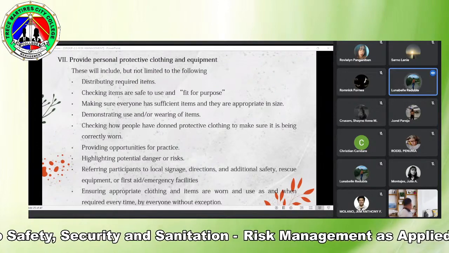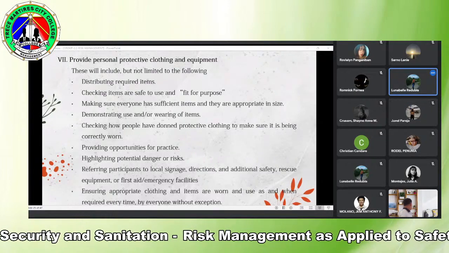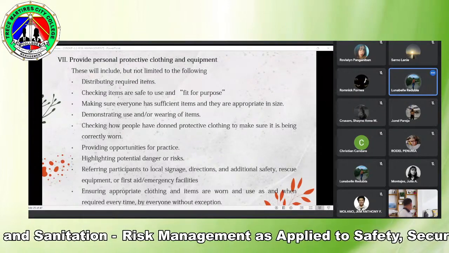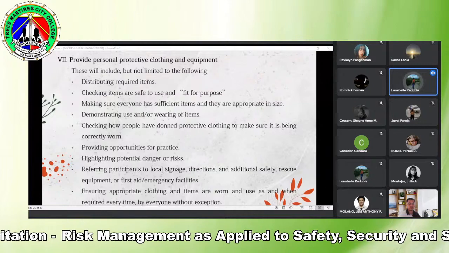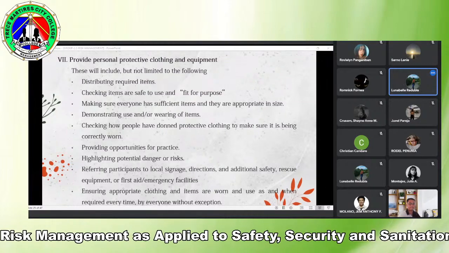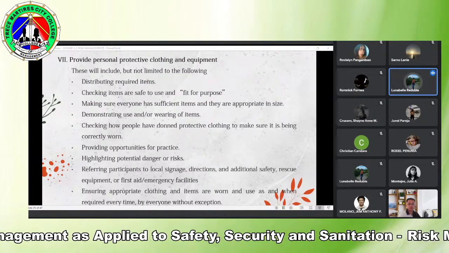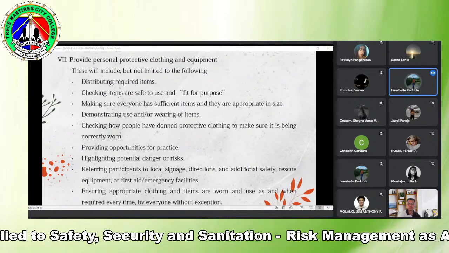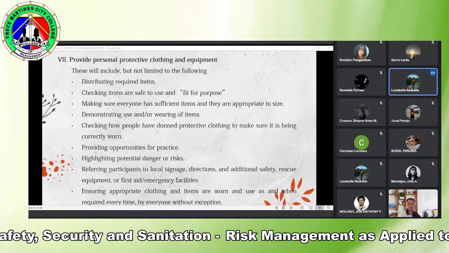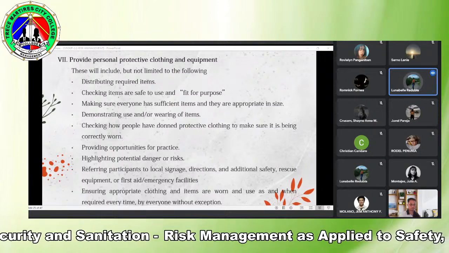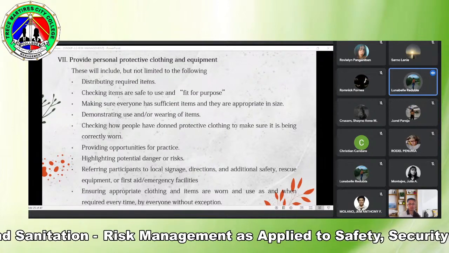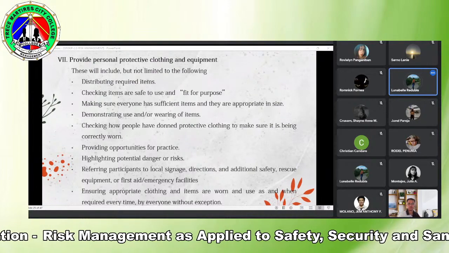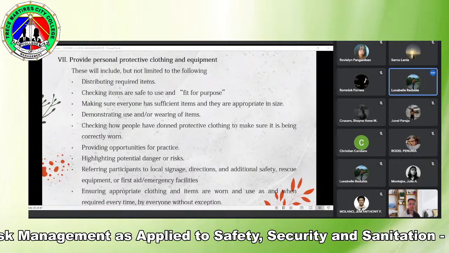Providing opportunities for practice. Letting learners practice using the new knowledge and skills helps ensure they will remember and apply them. Providing opportunities to apply what they have learned to real-world problems prepares the learners to address challenges that they may encounter in their work.